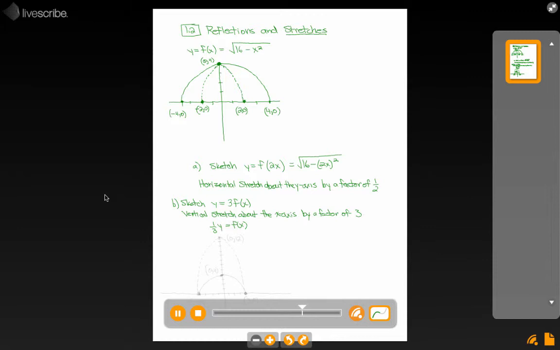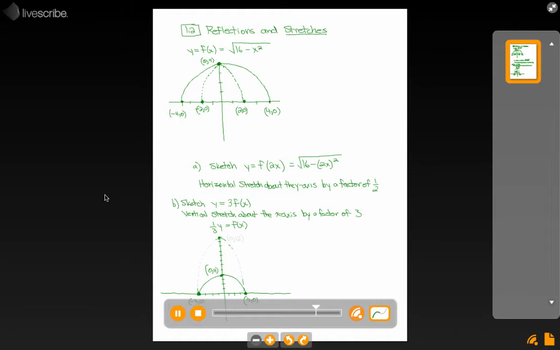So when we multiply things by the x, horizontal stretches happen. When we multiply things by the y, vertical stretches happen. Now to actually draw this, I'm going to need a bit bigger graph, so I'll draw that now. So I've redrawn the original graph here, just like I zoomed out a little bit. So it's still the semicircle with a radius of 4.